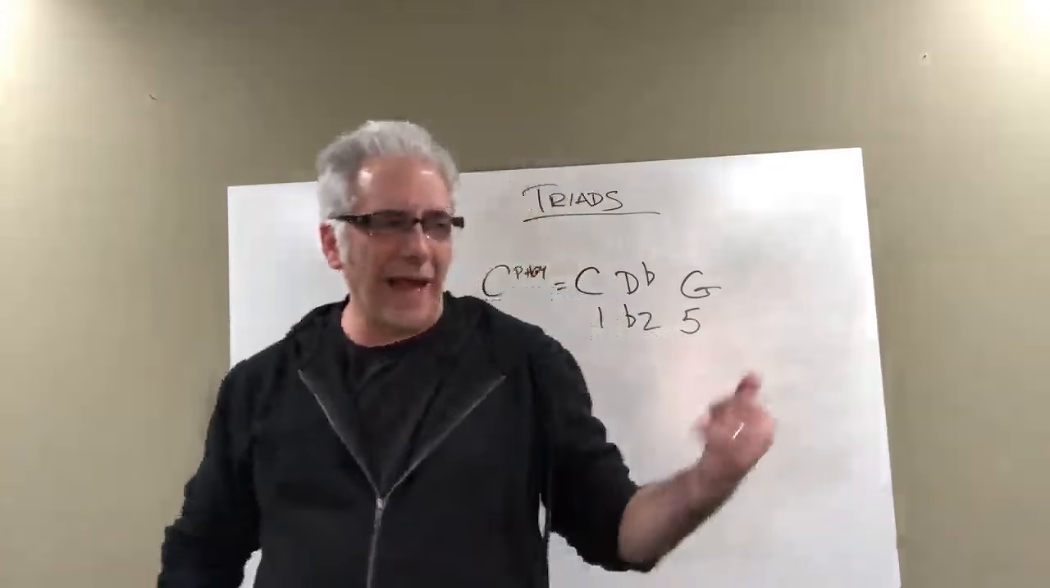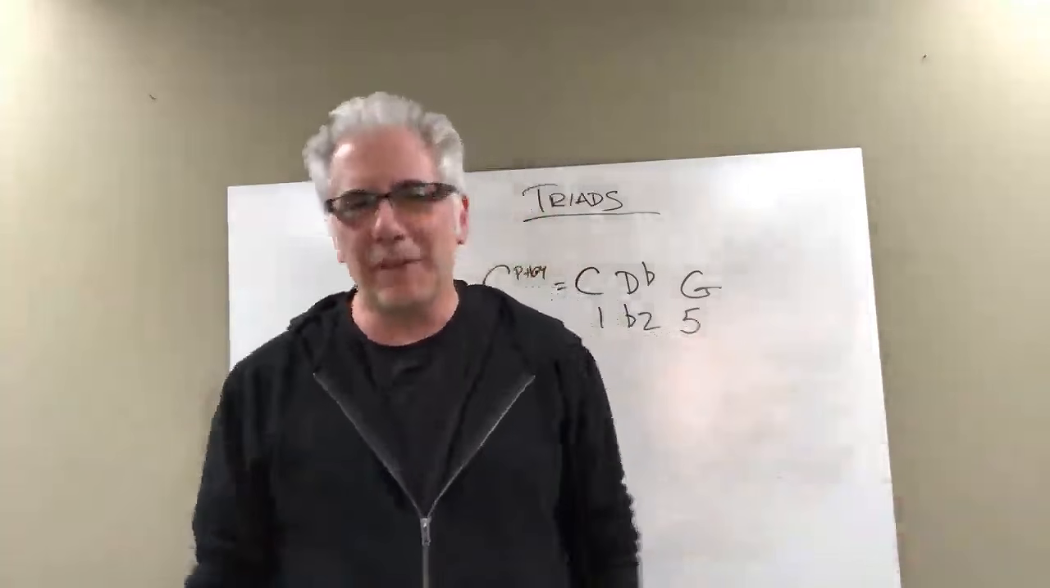Metallica uses a lot of flat 2 to open. Every metal band, that's not just Metallica, millions of bands. That flat 2 really pulls you down to the tonic, okay? 1, flat 2, 5. That's called a Phrygian triad. Lydian pulls you up to the 5th. Phrygian pulls you down to the tonic. Lydian pulls you up to the 5th.